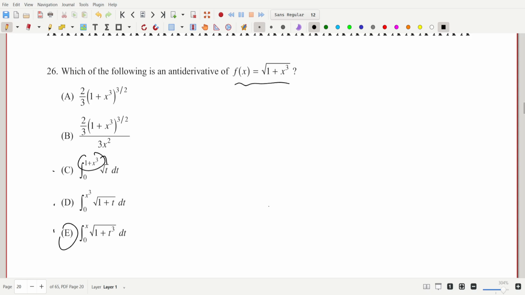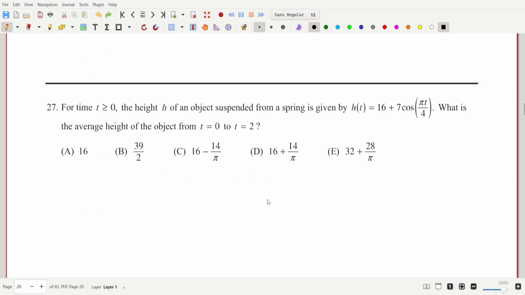If you take the derivative of this, you plug in and you get root 1 plus x cubed. You might think that's good, but you've got chain rule times 3x squared. That's no good. Kind of the same issue for this one. And these just don't work. You can try them, but they don't. It's e.